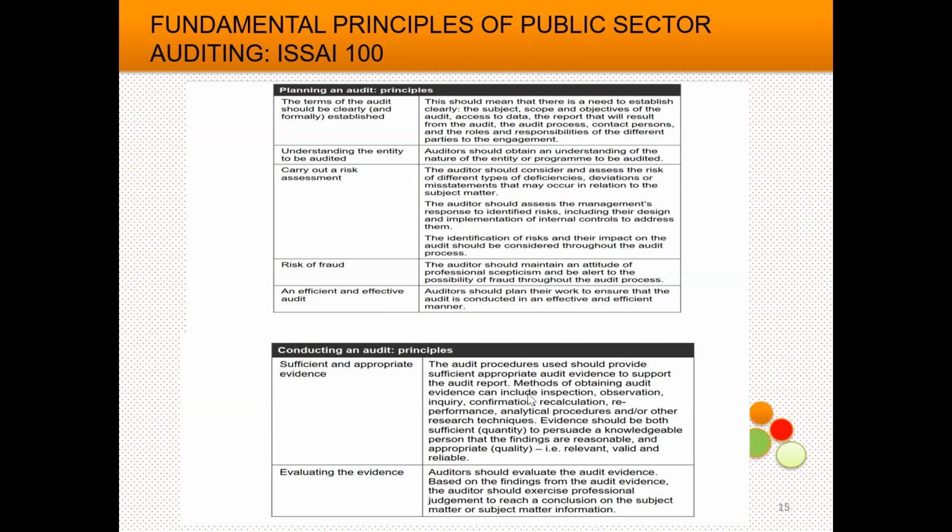Here again, we have the methods of obtaining audit evidence. Please remember, number 1 is what? Inspection. I said this is very, very important, so I repeat it over and over again. Number 1 is what? Inspection. Number 2, observation. Number 3, inquiry. Number 4, confirmation, recalculation, reperformance, analytical procedures. You see, they've mentioned all of them here. This is how you obtain your audit evidence. These are the audit procedures.